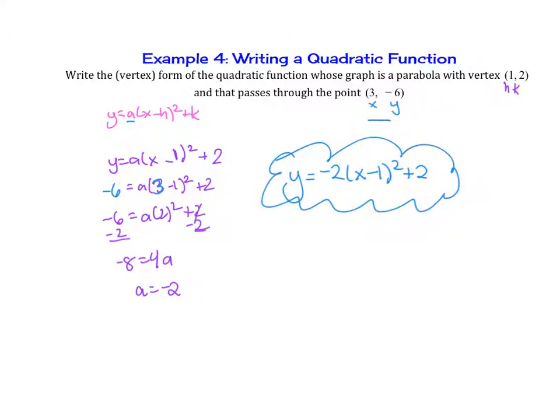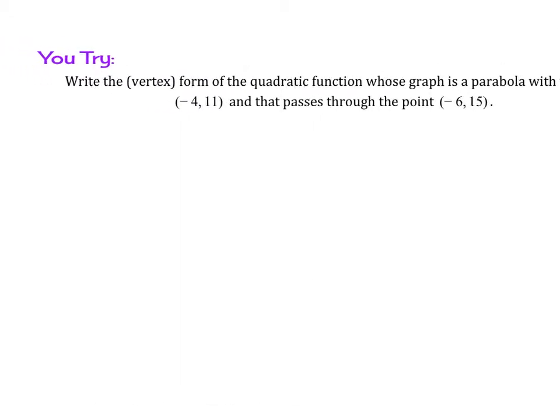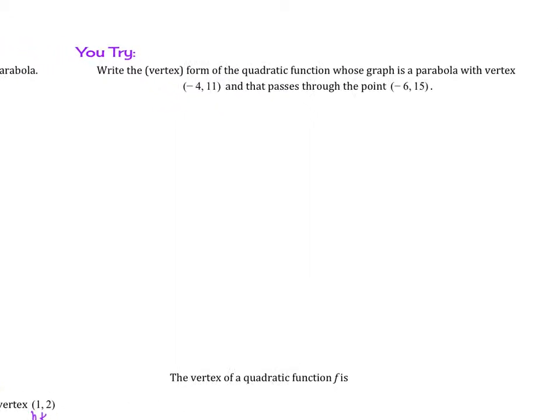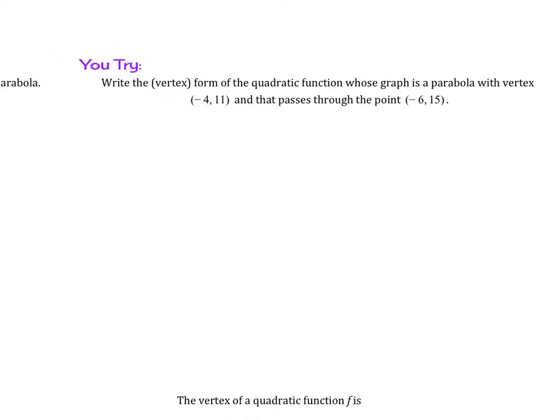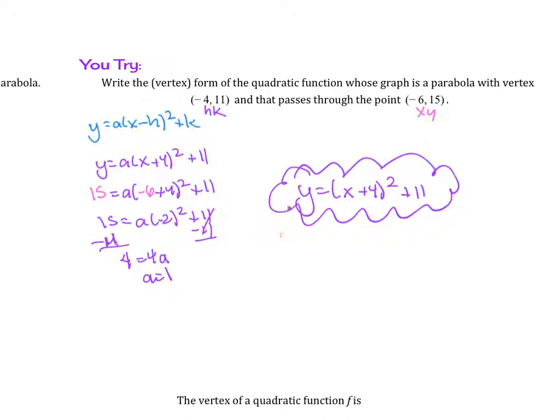So go ahead and try the next example up here. Write the vertex form of the quadratic function whose graph is a parabola with vertex at (-4, 11) and passes through the point (-6, 15). Pause the video and I'll have the answer when you come back. If you tried this out, you would have gotten y equals (x plus 4) squared plus 11. You would find out that a is 1.